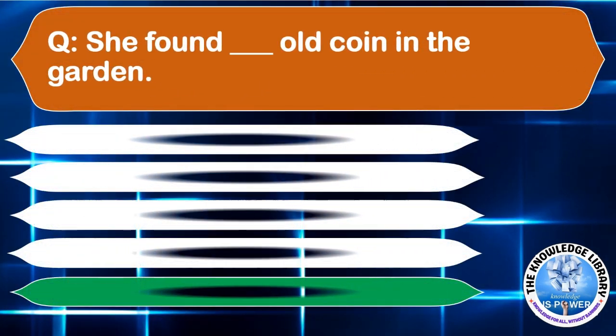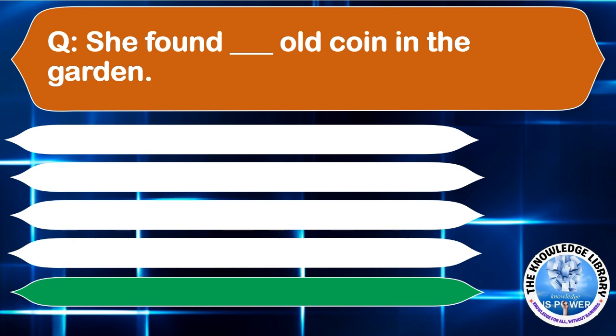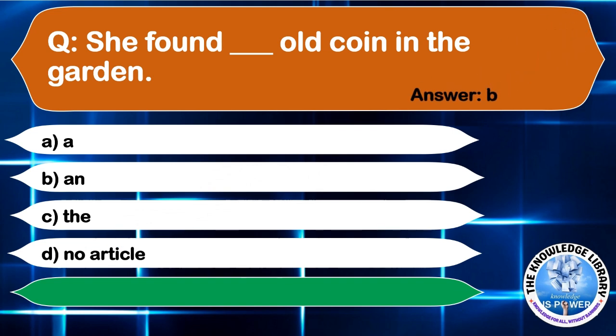She found dash old coin in the garden. Option A. Option B, an. Option C, the. Option D, no article. The correct answer is option B, an. Moving to the next question.